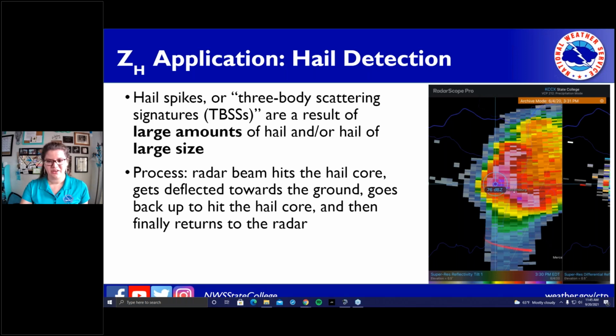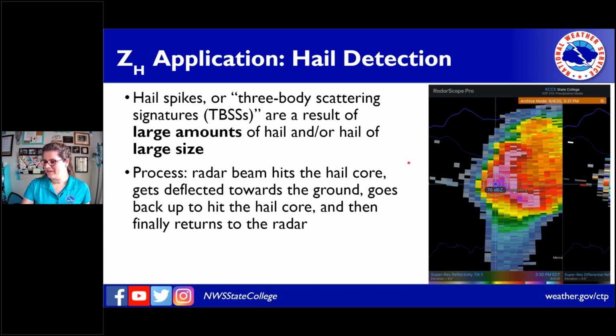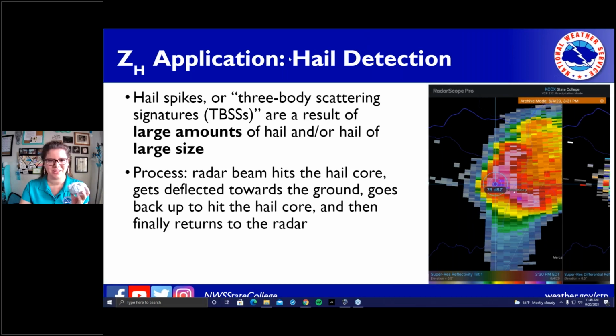What is happening? And then all of a sudden we get this weird spike. This spike is actually not part of the storm. That's not anything going on with the storm. You're actually seeing something interesting happening based on the hail that's in this hail core. So let me go back here. I have a 3D printed hailstone to try to demonstrate what is happening with these three-body scattering signatures, or hail spikes. So this is my hailstone.